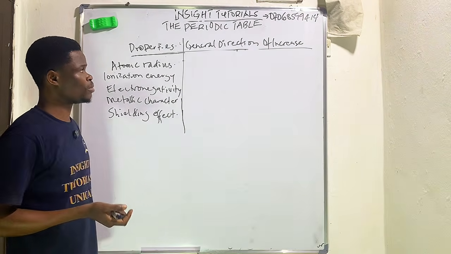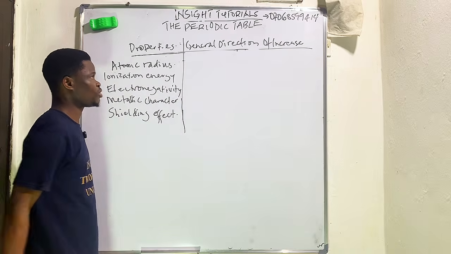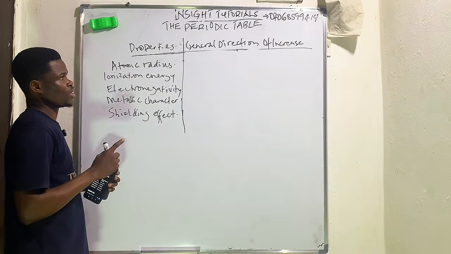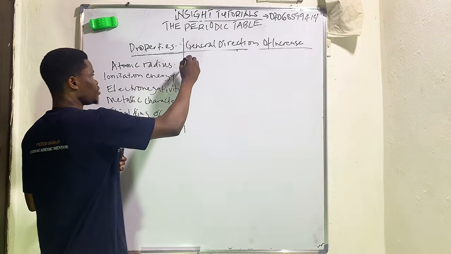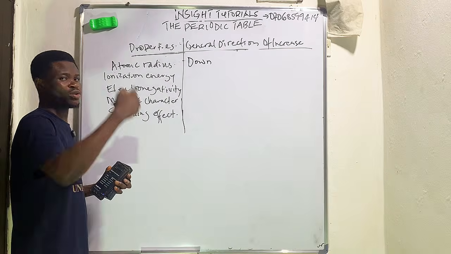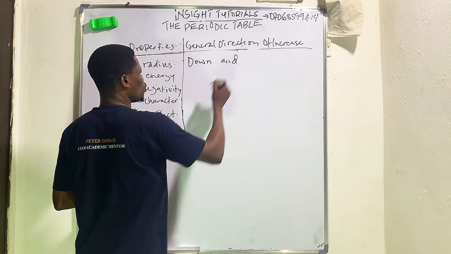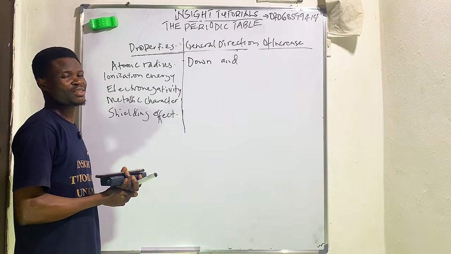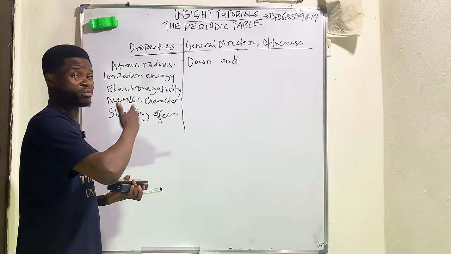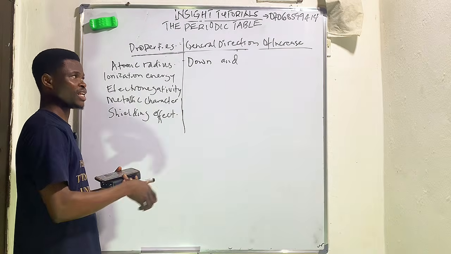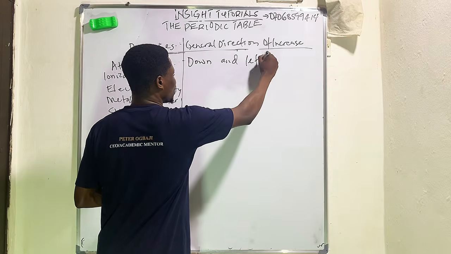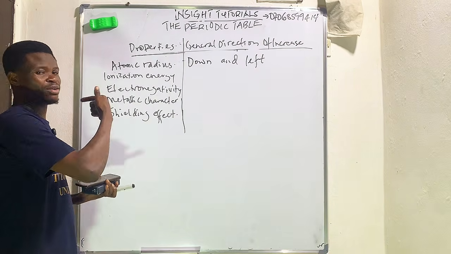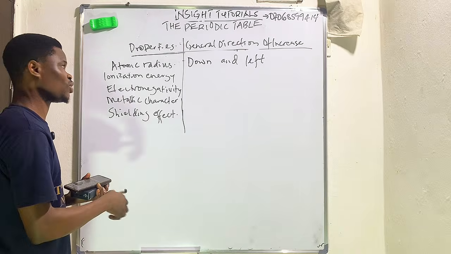Now let us quickly do a recap of what we've done thus far in terms of periodic trends. You're going to tell me the direction it increases. Atomic radius increases in two ways. First is down the group. And where do you think is the next direction that will cause atomic radius to increase? Atomic radius reduces going from left to right, right? So if you're moving towards the left, it increases. So atomic radius increases in two directions: down the group and when you're moving towards the left side of the table.